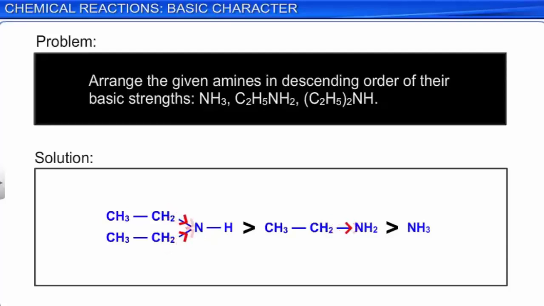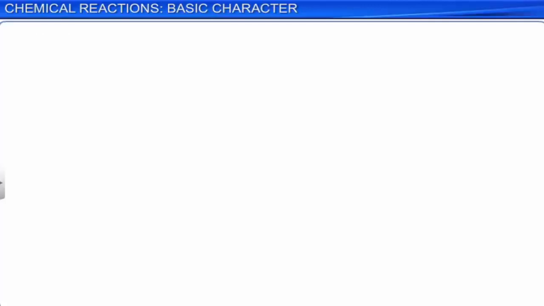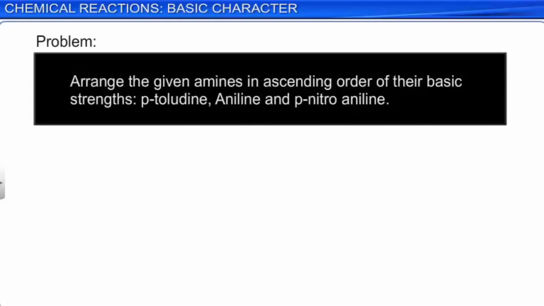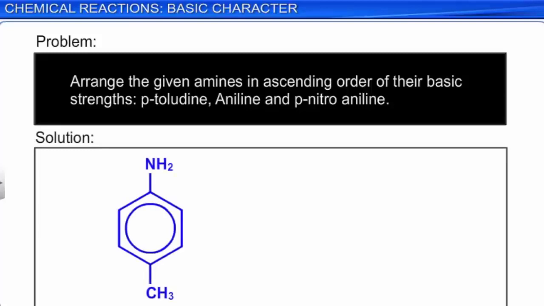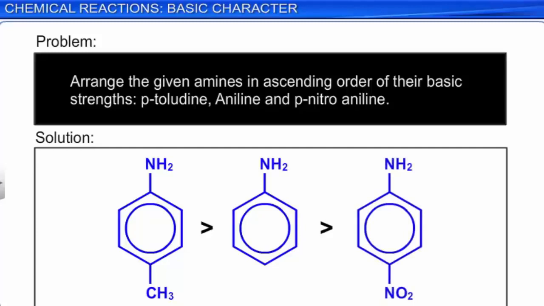Here's another problem. Arrange the given amines in ascending order of their basic strengths. Try to work out the answer yourself before checking the solution. The ascending order of the basic strengths of these amines and ammonia is p-nitroaniline less than aniline less than p-toluidine. Here, NO2 has a -I effect and is thus less basic than aniline, while the methyl group has a +I effect and is therefore more basic than aniline.